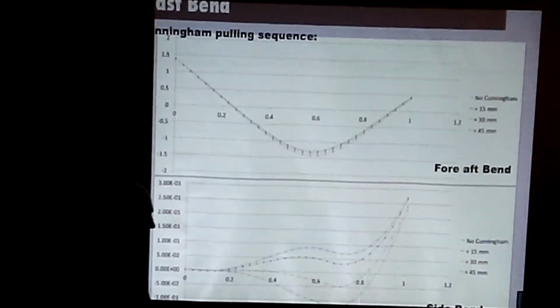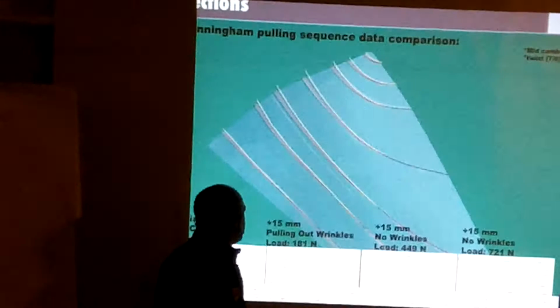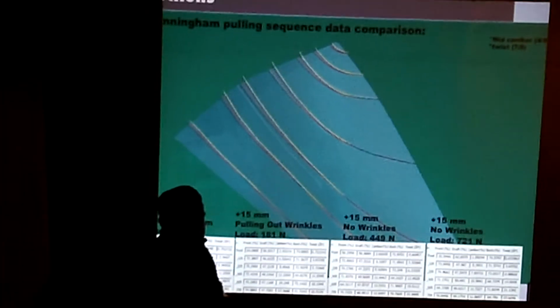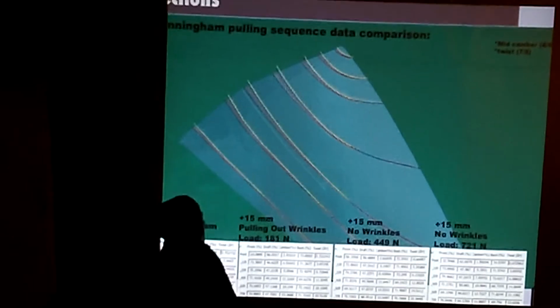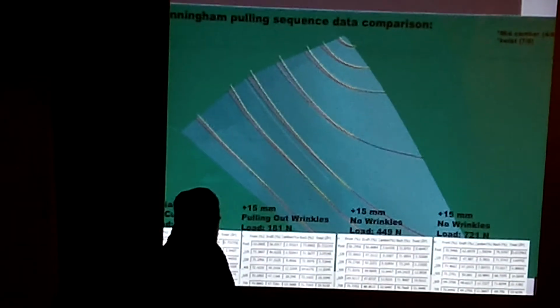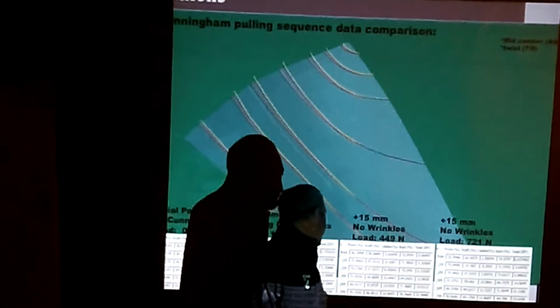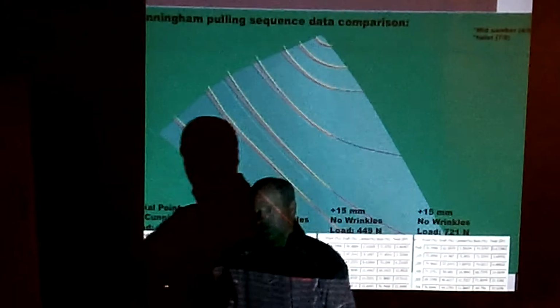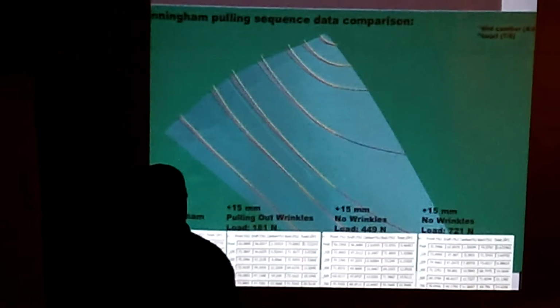Next one. Oh, actually, just go back one. Sorry. The other thing that happens is we get twist. It goes from 19, 20.5, 21.9, 23.6 degrees of twist. Okay?